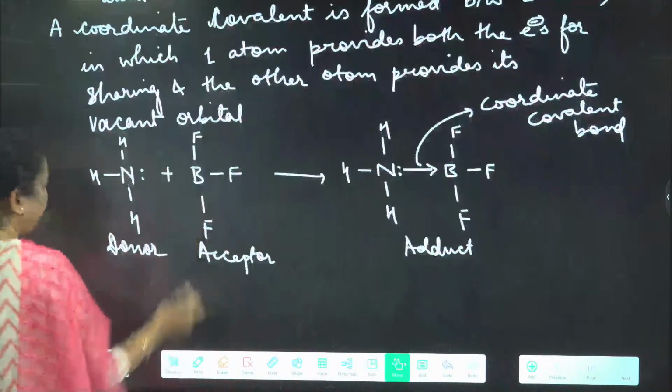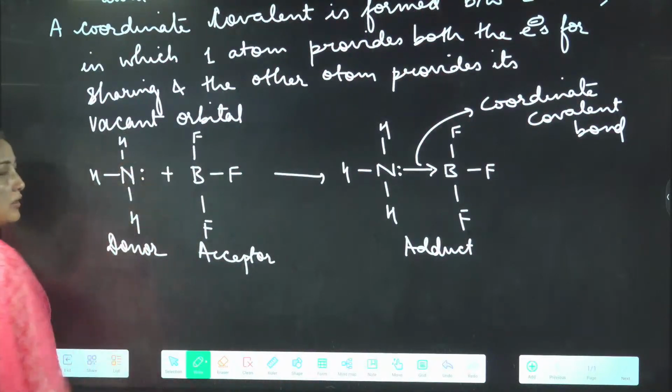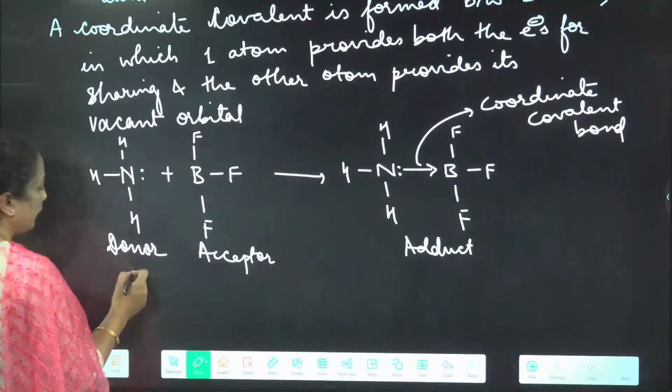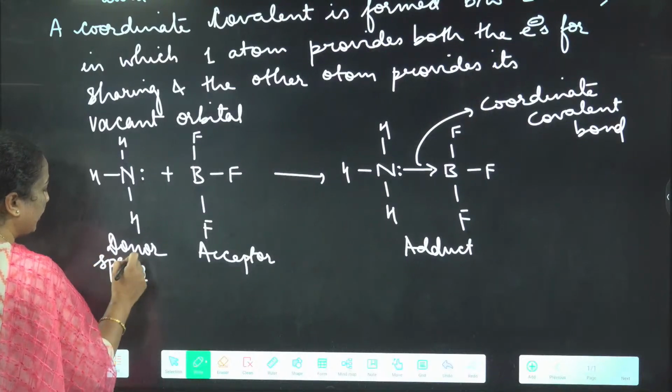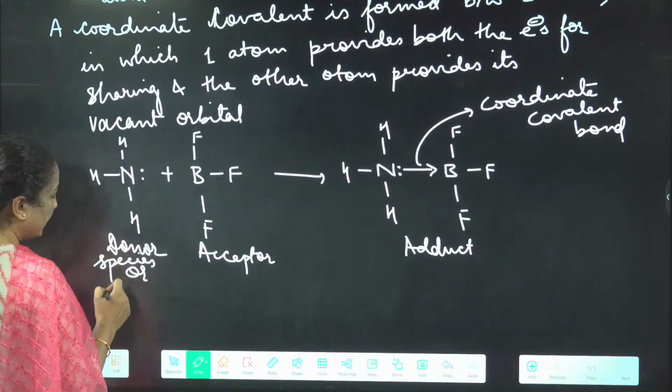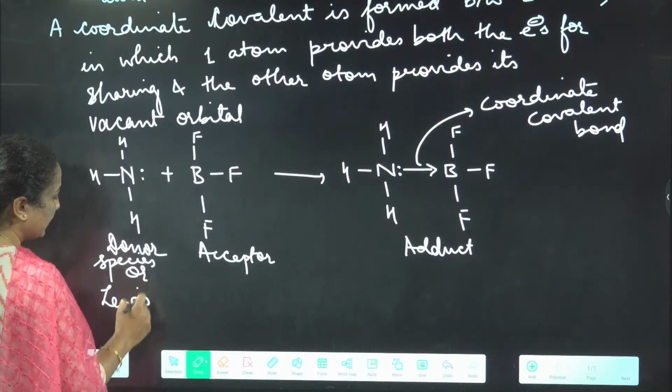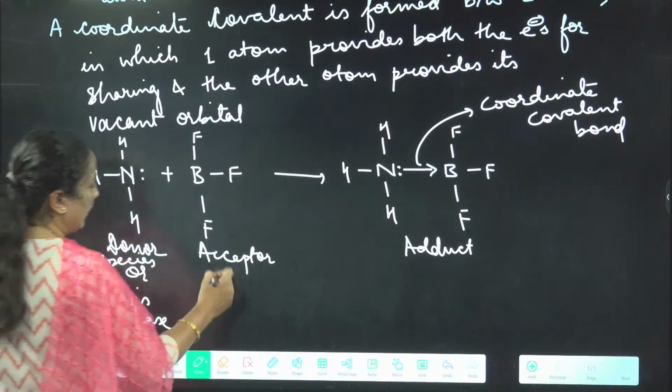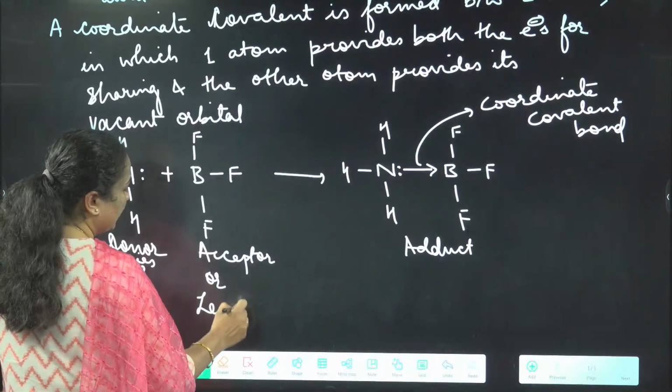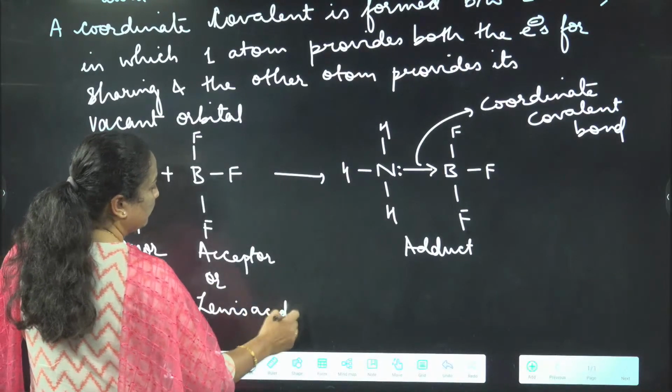Now, the species which gives the lone pair of electrons, suppose I'm calling this as donor species. So I call this as a Lewis base because it is giving the lone pair of electrons. And this is basically called as Lewis acid because it is accepting it.